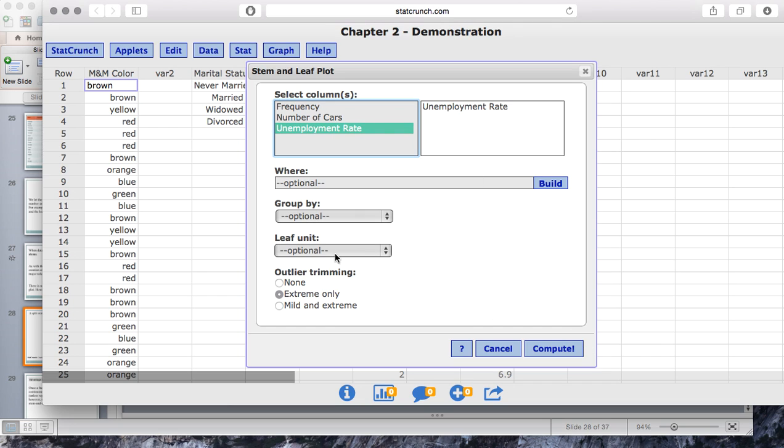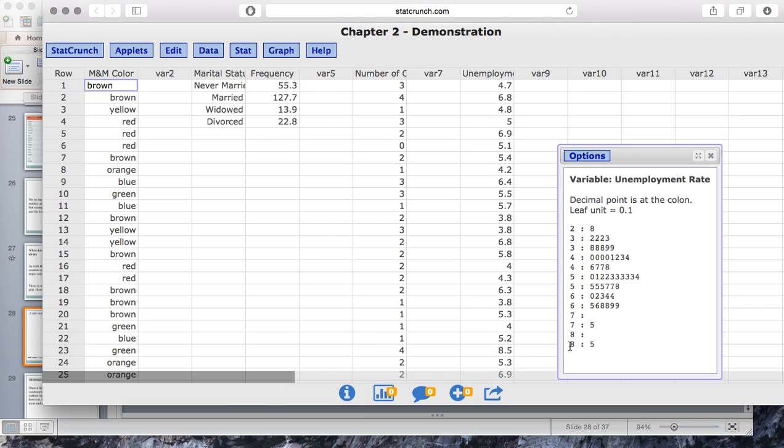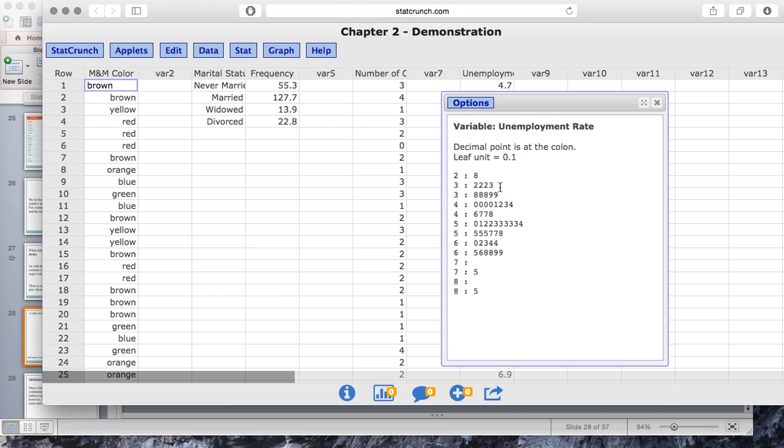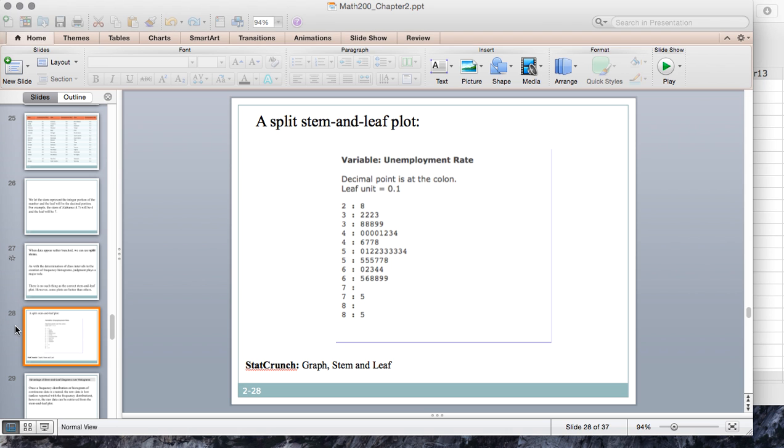And I'm not going to select a leaf unit. I'm going to let StatCrunch decide for me what I want to do with that. And I'm given something like this. Okay, so you'll see that the lowest unemployment rate that I have is 2.8. The highest that I have is 8.5. And then what you'll notice is that we have 2 different values for 3, 2 different values for 4, 5, 6, and 7, and 8.